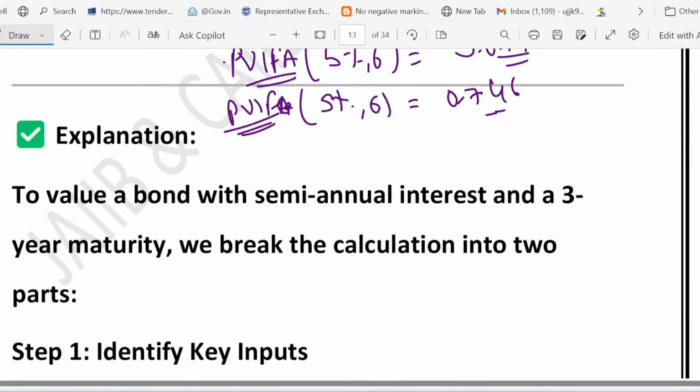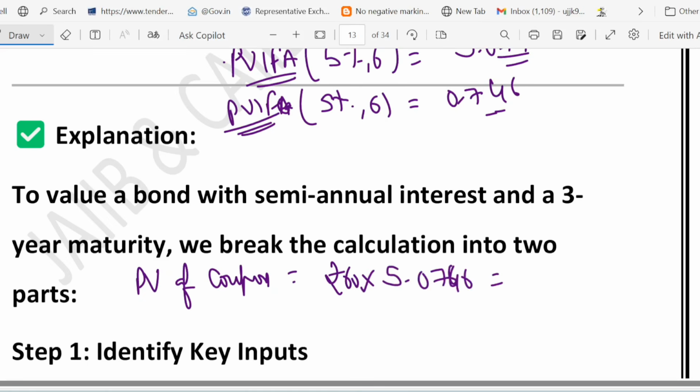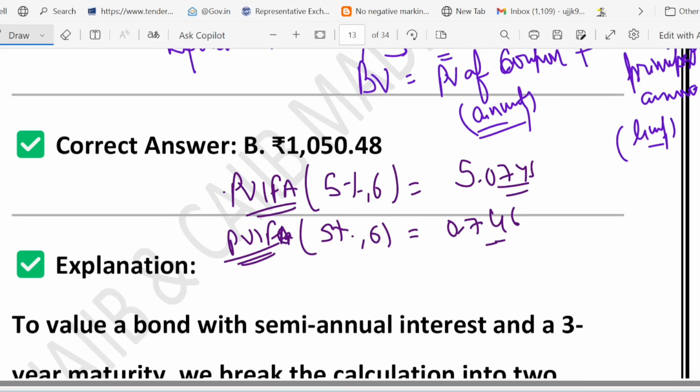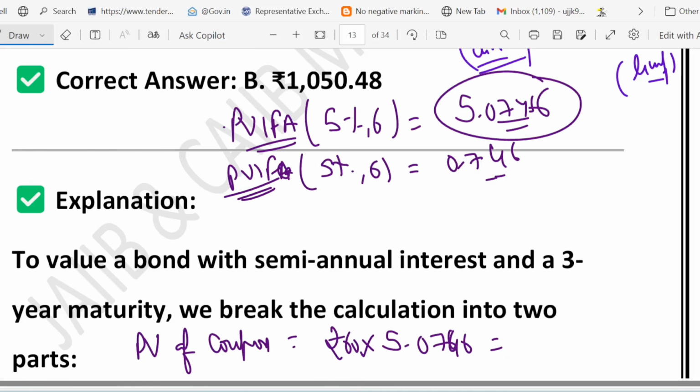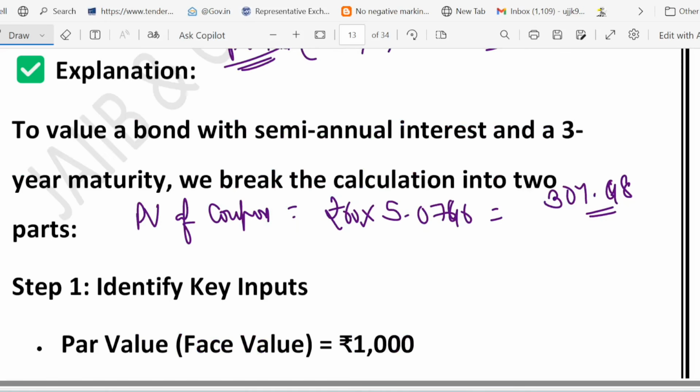So we will calculate separately. Let's calculate the present value of coupon. How do we do that? Multiply this 60 rupees with 5.0746, the PVIFA. How much will you get? You will get 304.48. So this is the PV value of the coupon.